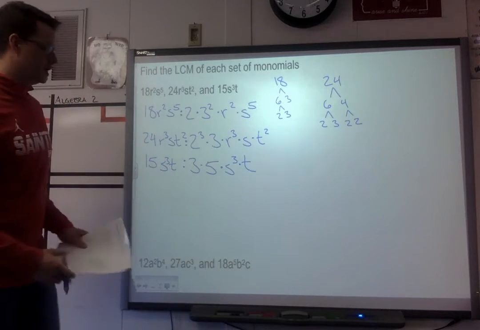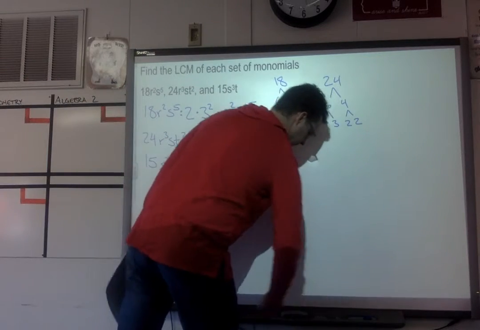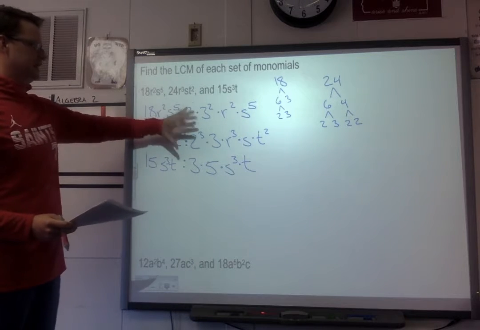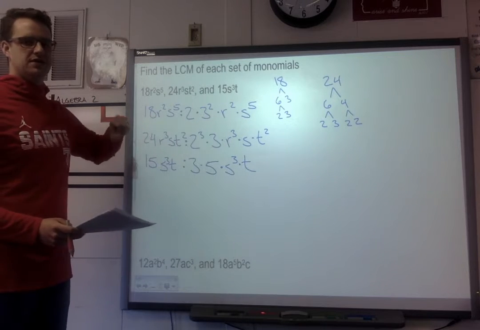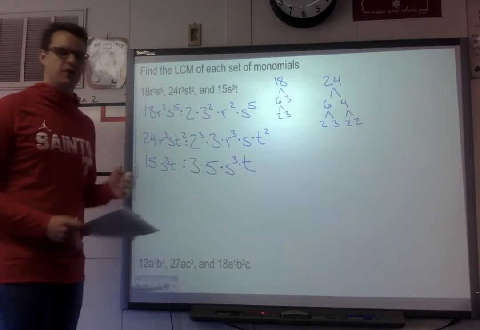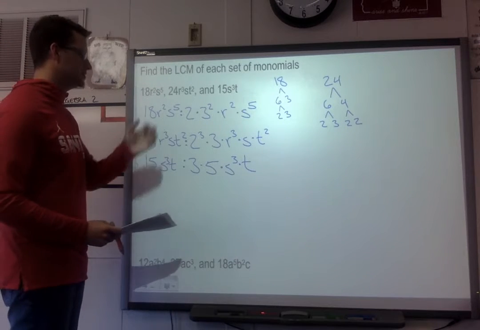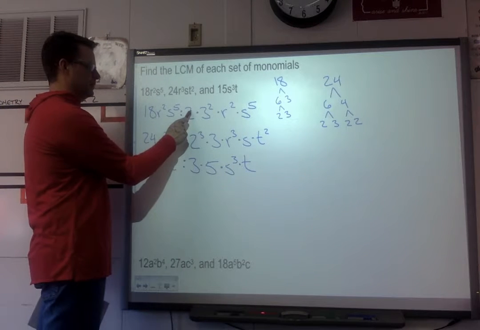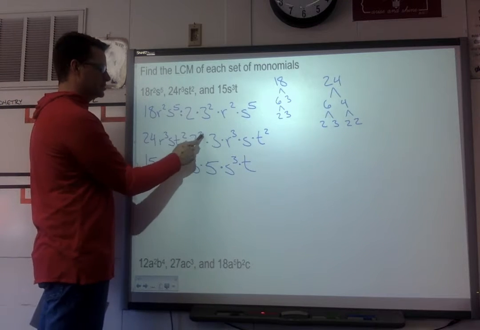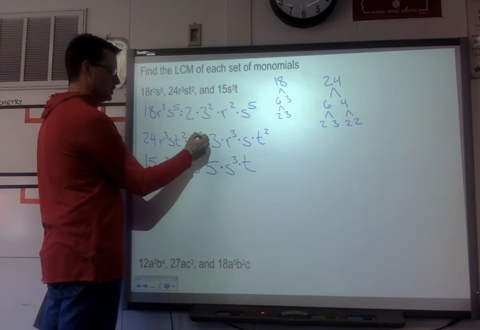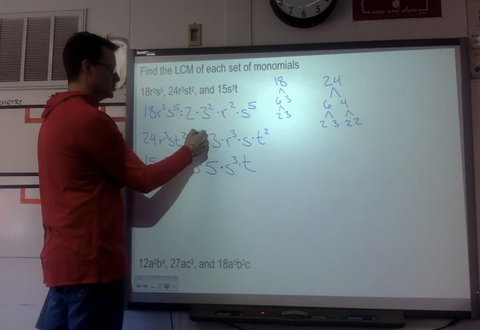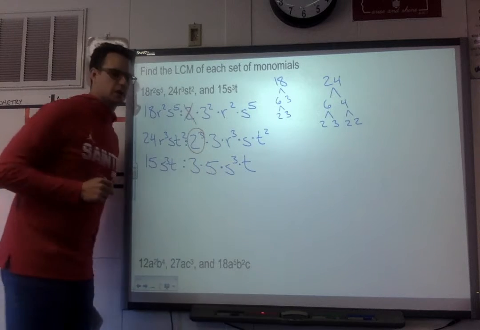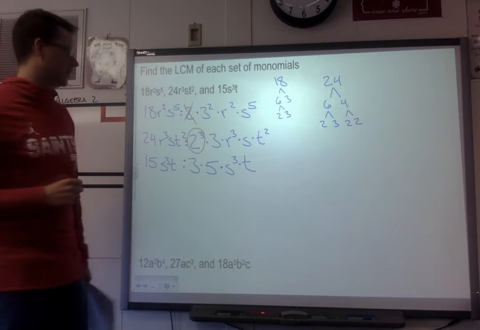So now what we want to do is go through and find each factor when it is used the most times, or in other words, each factor to the highest power. So we know that 2 is a factor. It shows up as 2 to the first power and 2 cubed. 2 cubed has a higher power than 2 to the first, so we're going to use 2 cubed. We're going to cross out the 2 to the first power.